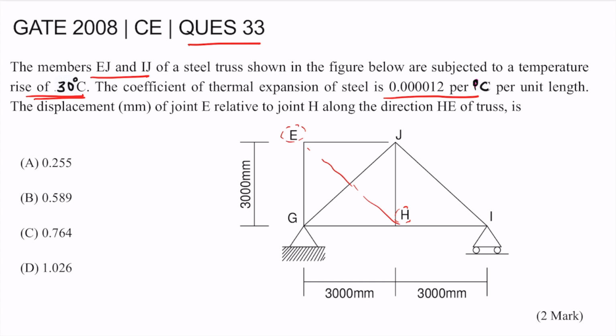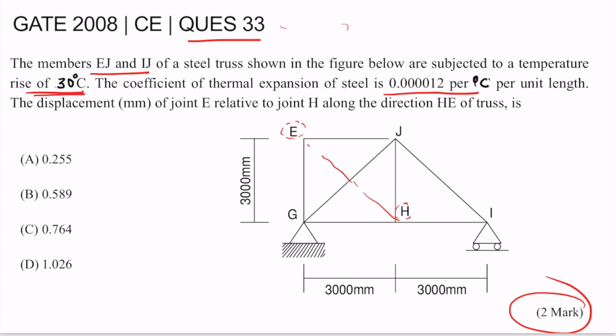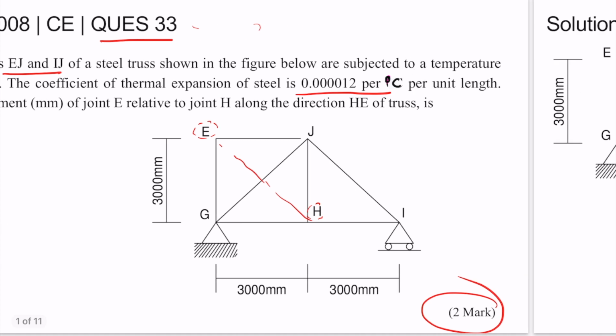So we are asked to find the relative displacement between joint E and H, and 4 options are given to us. It's a 2-mark question. For this problem, we will use the unit load method, which is based on the virtual work principle, to find the relative displacement between joint E and H.